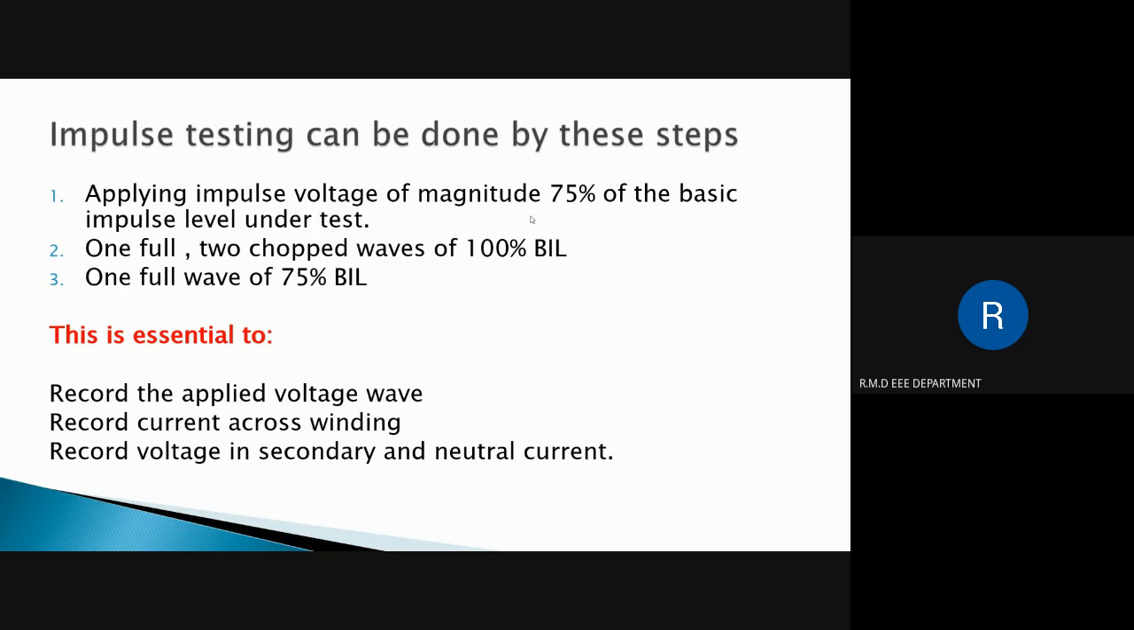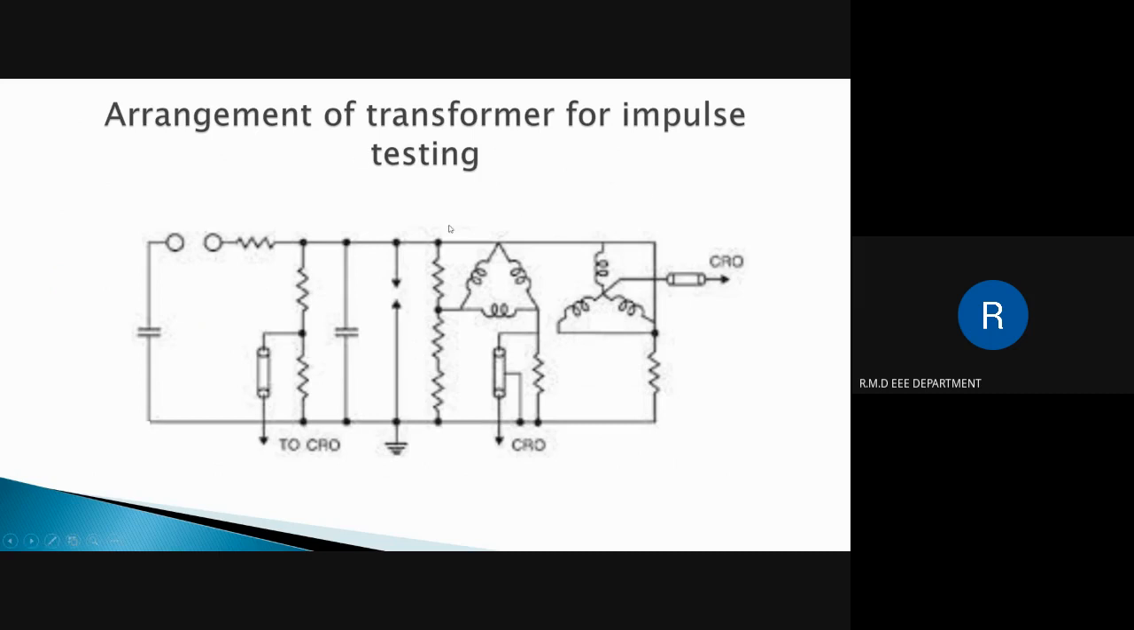Now the next one is the diagram of the arrangement of a transformer for the impulse voltage test. Here you can see the windings going to the CRO, and this is the capacitor represented as CS, resistance RS, and these are the resistances RD. This is the winding of the transformer, primary winding and secondary winding, and the winding is connected to the CRO. This is the arrangement of a transformer for impulse testing.